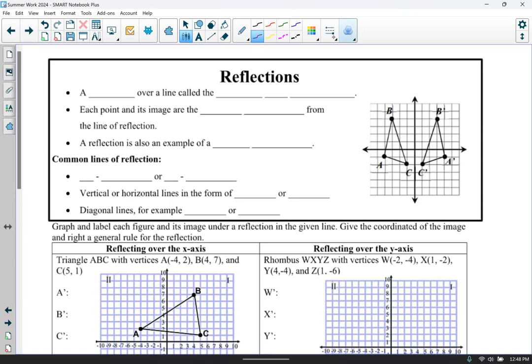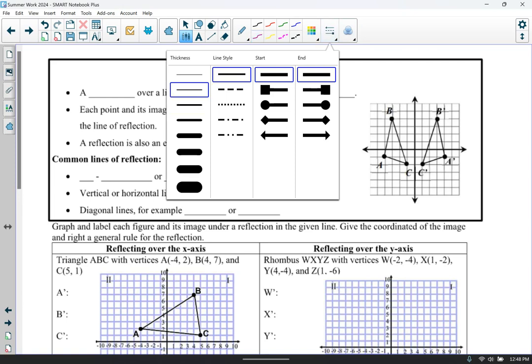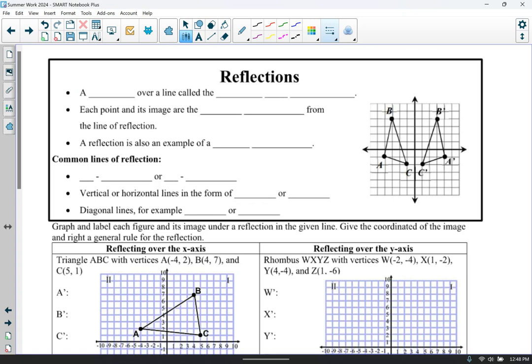So a reflection is one of our types of transformational geometry. It's also an isometry. It's what we consider a flip over a line called the line of reflection. And the line of reflection is just whatever line you're reflecting over.